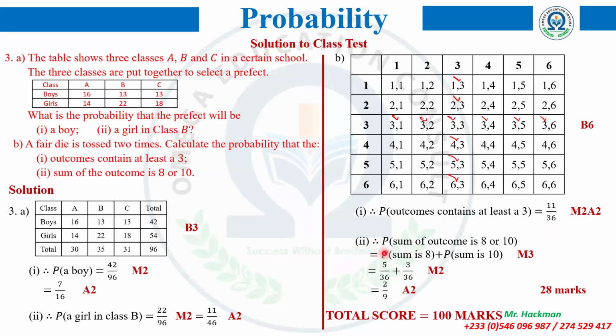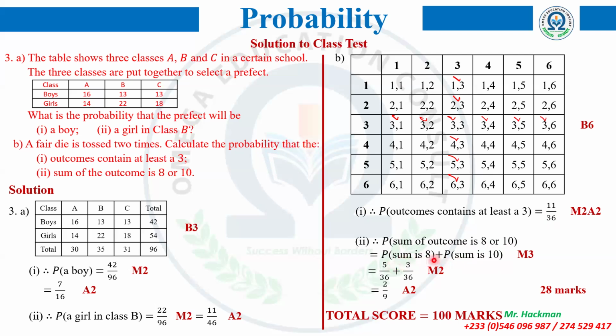Therefore, what are we looking for? P(sum of outcome is 8 or 10). You can see the connector is "or", so it means we are looking at P(sum of outcome is 8) or P(sum of outcome is 10). I decided to be concise and precise here, so this is P(sum is 8) plus P(sum is 10).